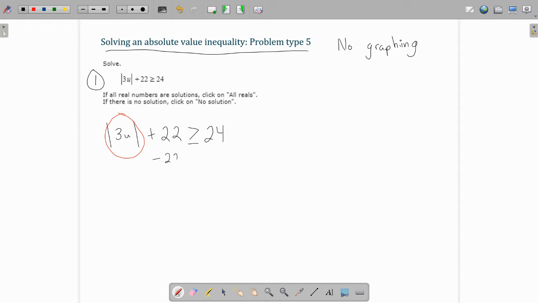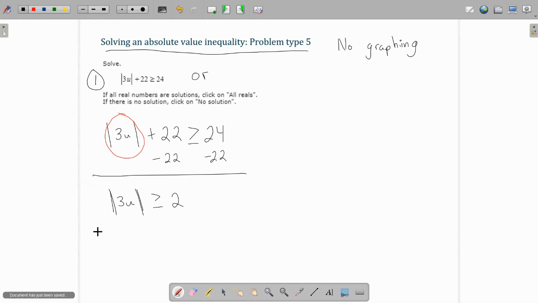I subtract 22 from both sides. So absolute value of 3u. Draw those big so they don't look like ones. That's my recommendation. Is greater than or equal to 2. So already I know this is going to be an OR problem, and I'll show you. We're going to put OR in our answer.